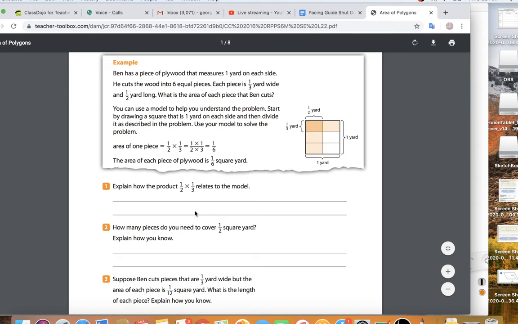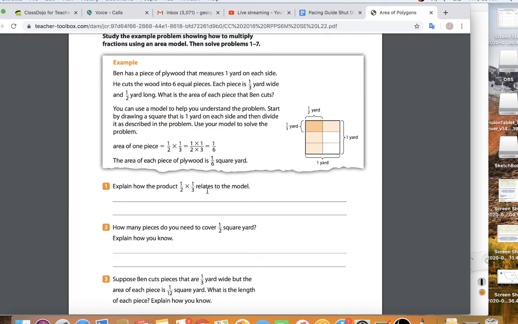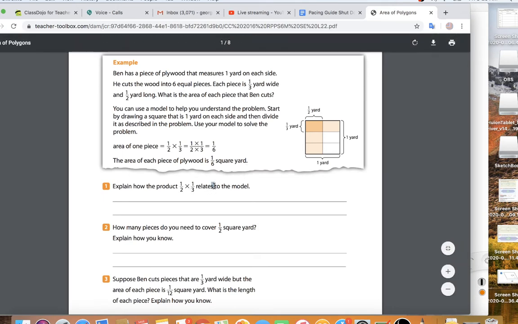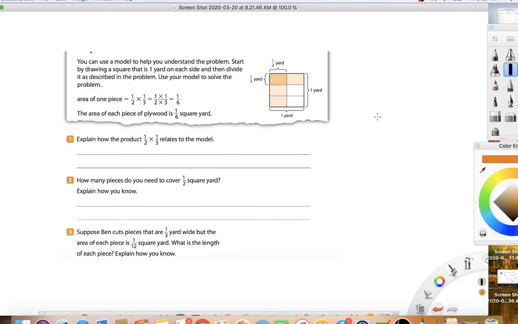These parts are the ones you actually have to solve. It says number 1, explain how the product 1/2 times 1/3 relates to the model. The way it relates, it's pretty simple. This product tells us how to find the area of the piece that Ben cuts. So when we write our answer, we would just explain how the product 1/2 times 1/3 relates to the model.